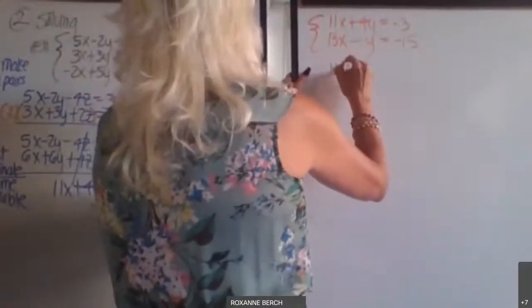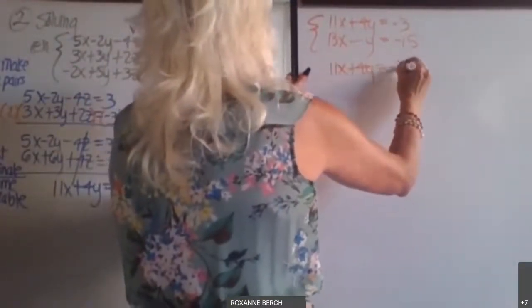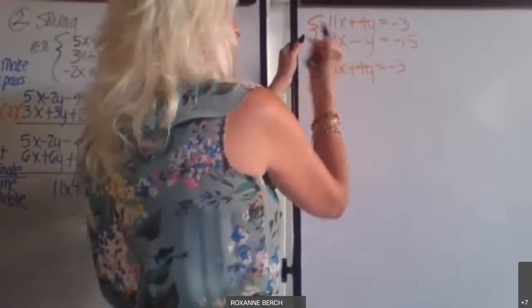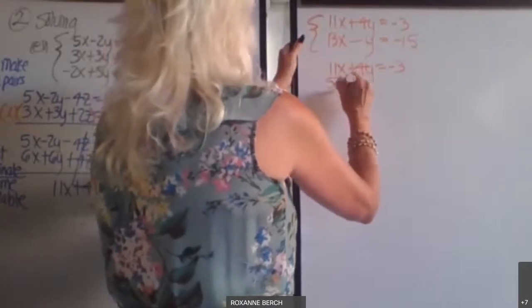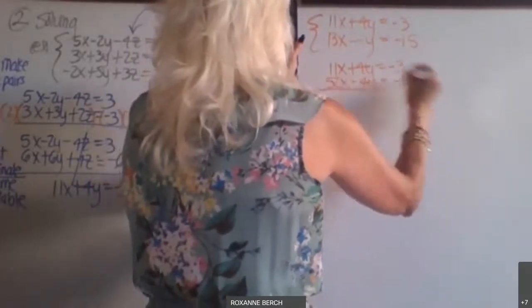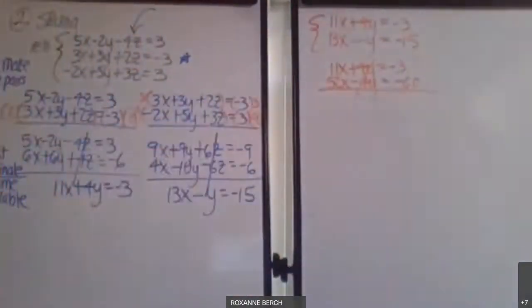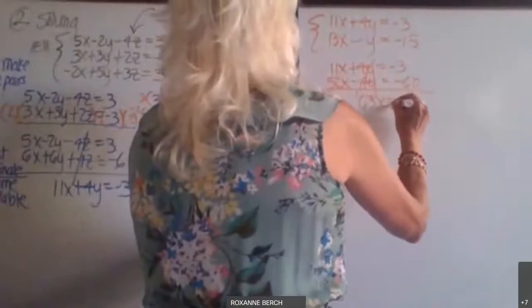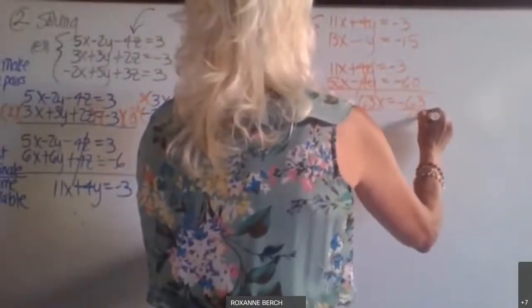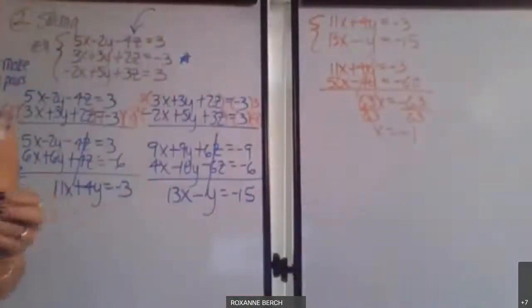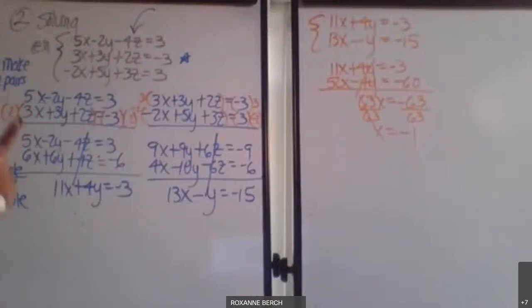So we get 11x plus 4y equals -3. And on the bottom, when I multiply by 4, I get 52x minus 4y equals -60. So finally, I can find x. So this is going to be 63x equals -63. X equals -1. So all that work just to find x, I still have to find y and z.